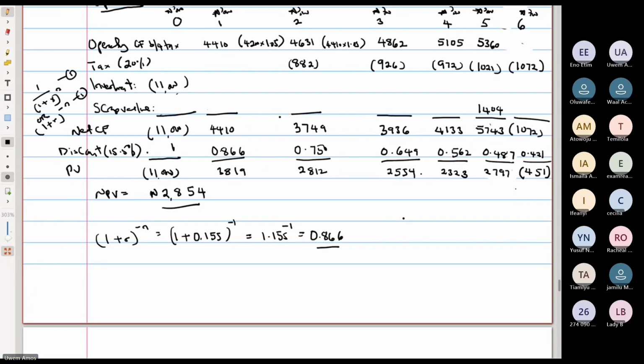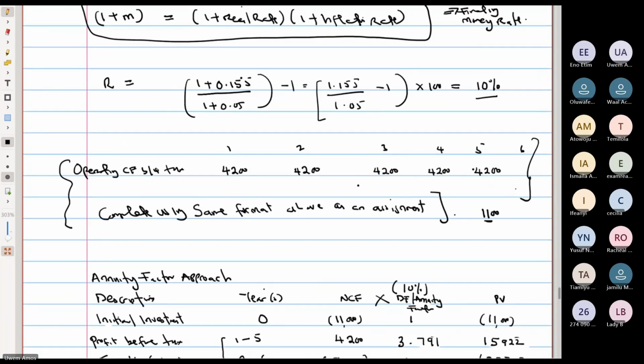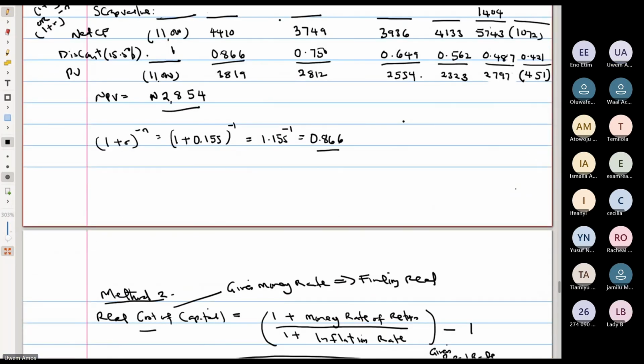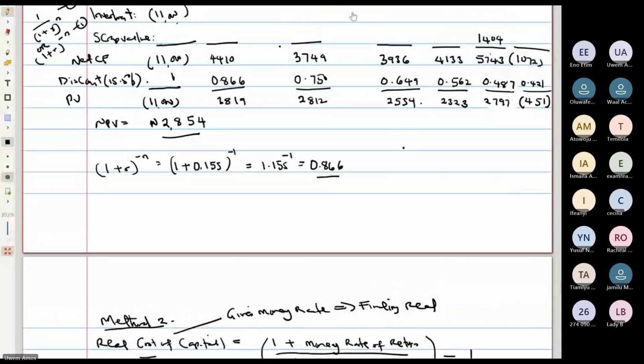Any question? Okay, so those are the two methods we typically use. Either method you use, you're going to arrive at approximately the same answer, maybe a very minor difference due to the impact of rounding up here and there. Otherwise, you're going to arrive at the exact same value. Any question on both methods? Which of the two methods do you guys prefer?